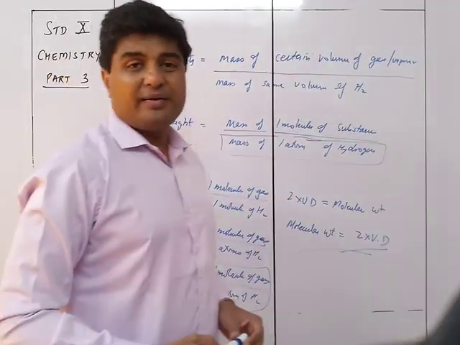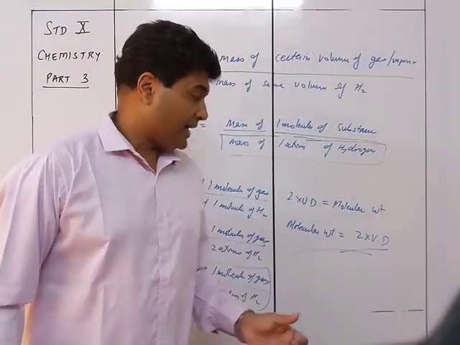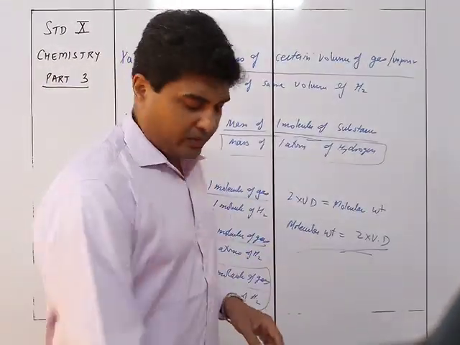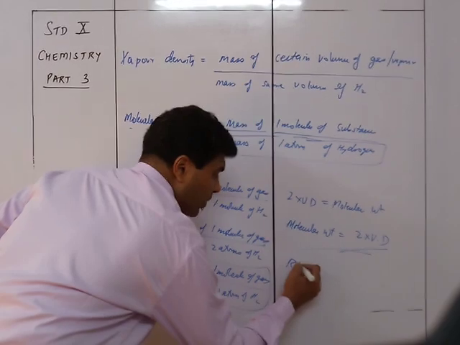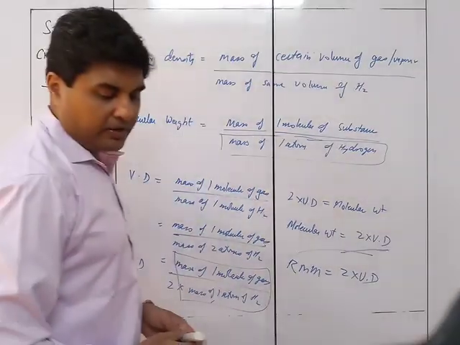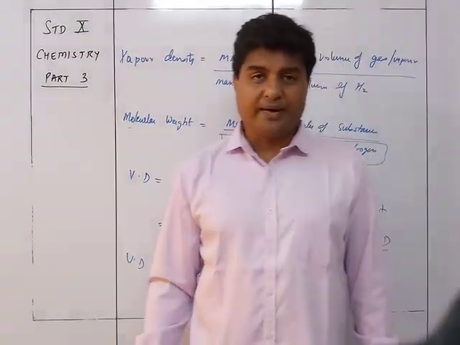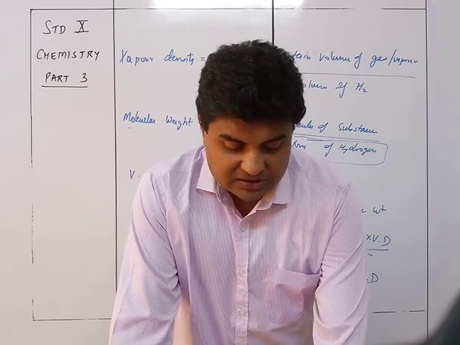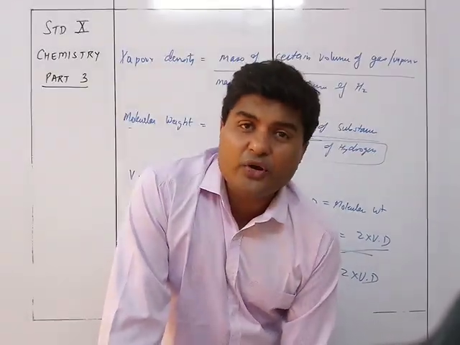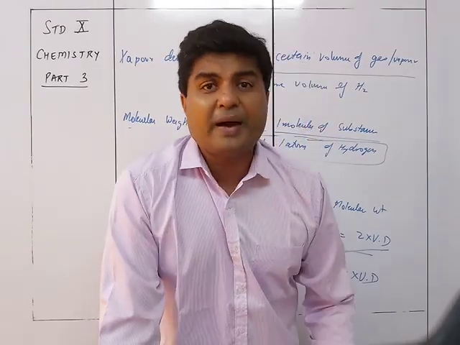This is a derivation but not required to learn. But yes, you should remember the formula that molecular weight or relative molecular mass is equal to 2 into Vd. Okay, the relative molecular mass of a gas or a vapor is twice its vapor density. So this is the very important part. You need to learn this part because it will be required when you are using the next part of the chapter, that is empirical formula.